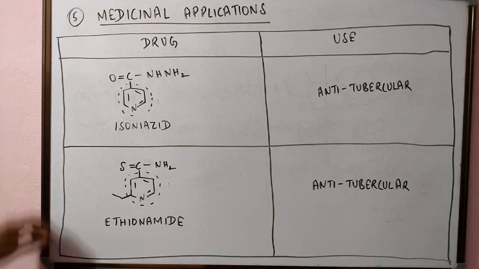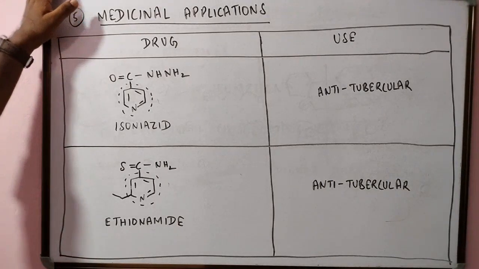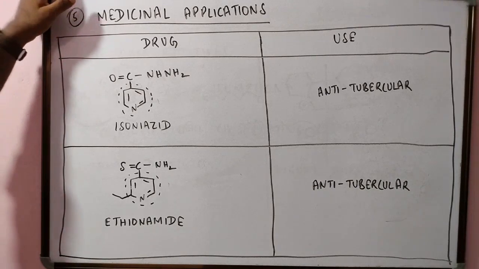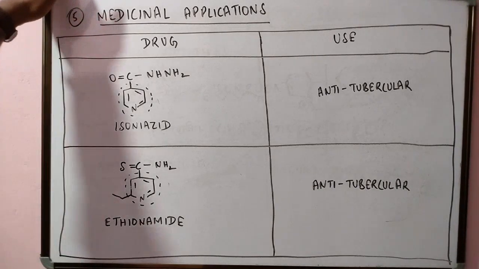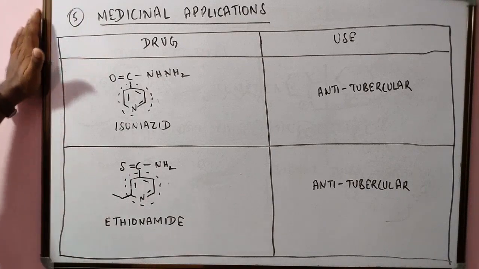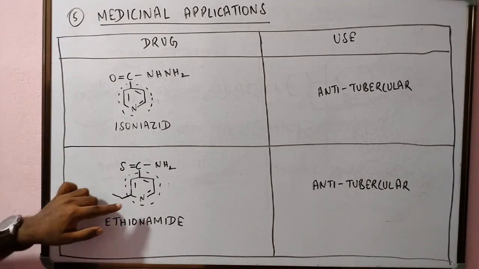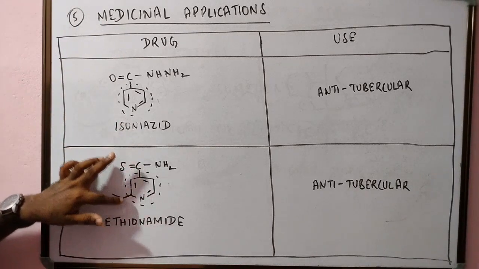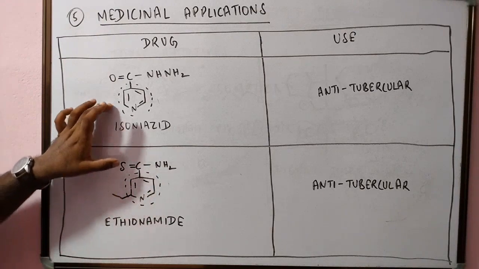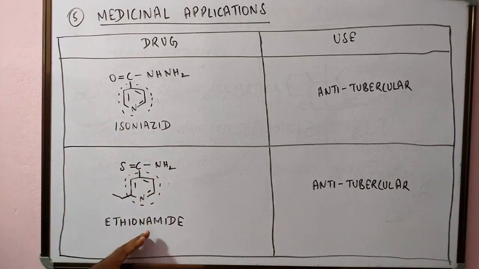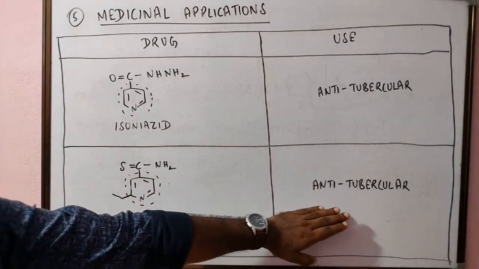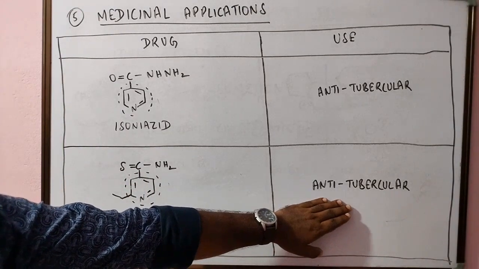Use number 5, medicinal applications of pyridine. Pyridine is the main moiety and is used in the synthesis of a number of drugs, viz., isoniazid and ethionamide. The pyridine ring in both these medicinal compounds has been demarcated, and both of these drugs are known for their anti-tubercular activity.